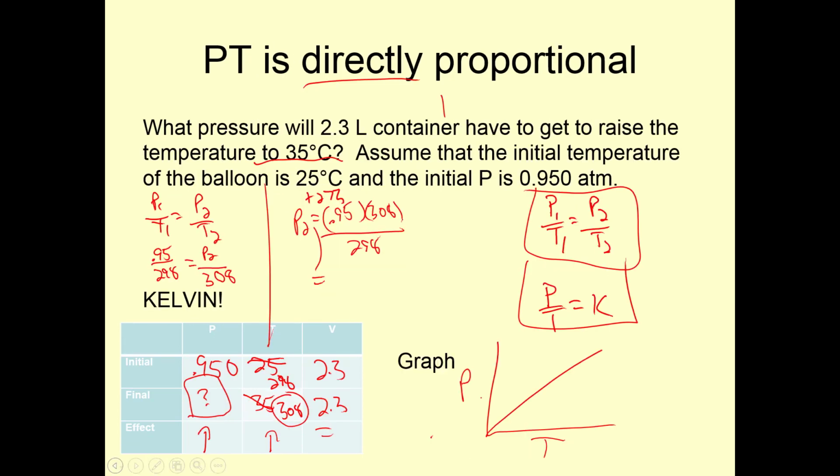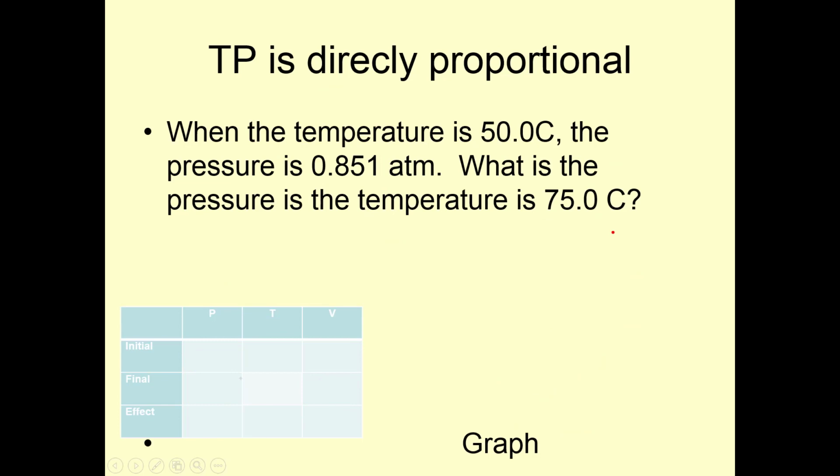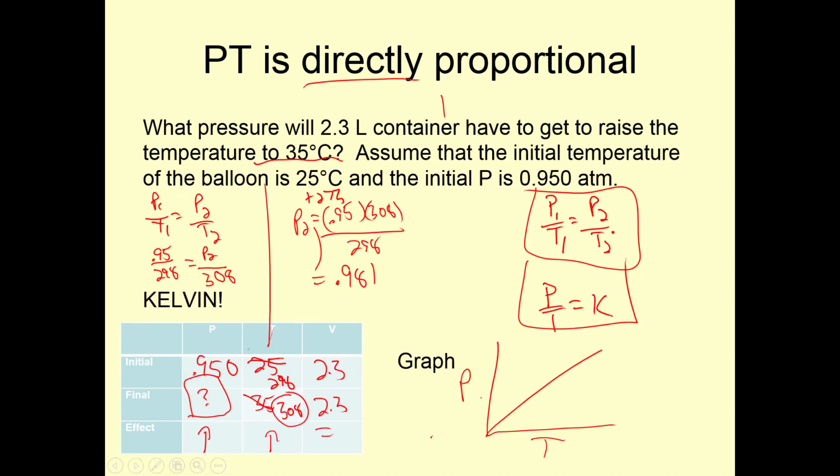Calculators assemble. 0.95 times 308 divided by 298 is 0.981. So that's a little bit bigger. Did it go up? It went up. That makes sense. The units will match. My pressure unit up here was atmospheres, so I'm going to have the same pressure unit here.